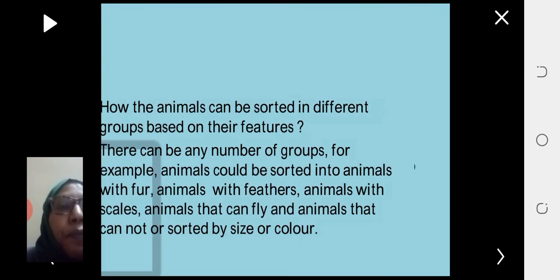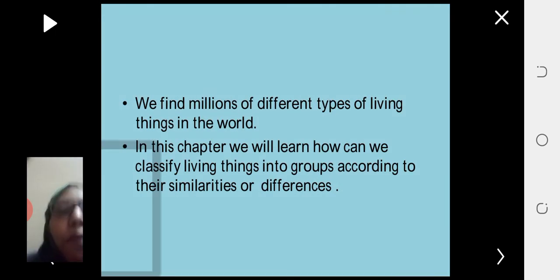We find that we have millions of different types of living things in the world. So in this chapter, we will learn how we can classify living things into groups according to their similarities or differences. As we mentioned before, we have different ways of sorting living things or animals. For example, animals with feathers, animals that live on the land, or animals that live in the sea. So which one will be the best one to classify or sort living things?